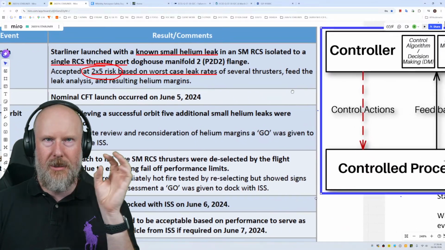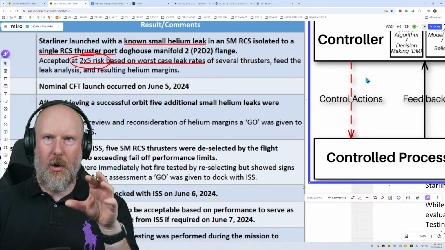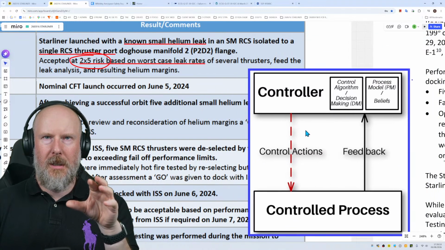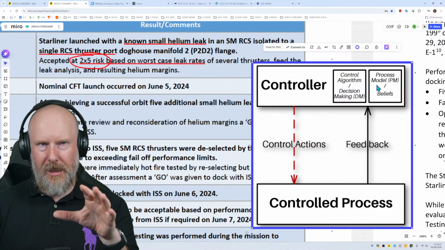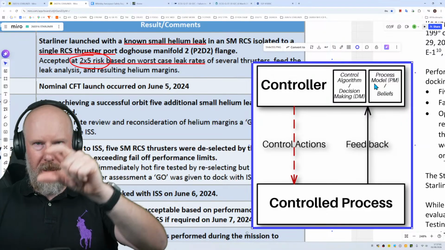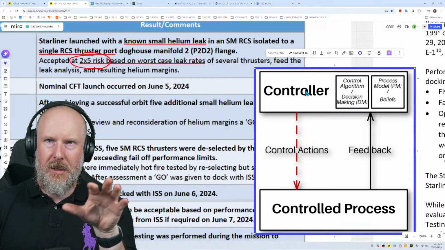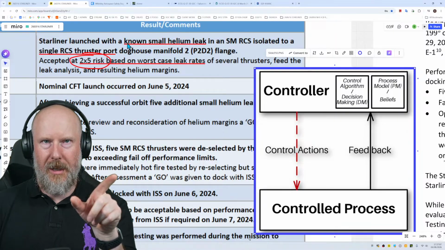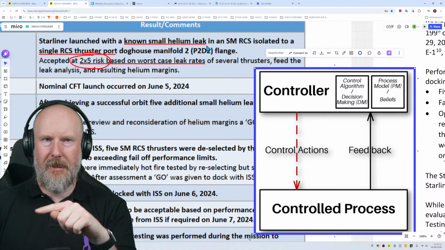So first off, let's just have a think for a minute. So Starliner launched with a known small helium leak. So the question is, and the reason I'm doing it this way is just to sort of stretch your mind and keep, I want to burn this model into your brain so you can use it as part of your work. So the first question is, the Starliner launched with a known small helium leak.